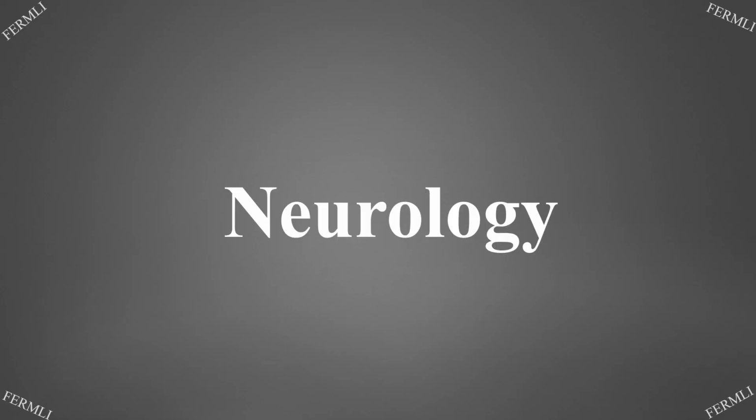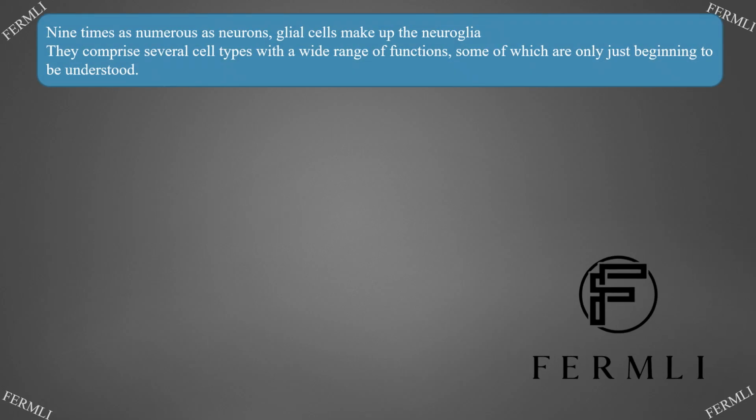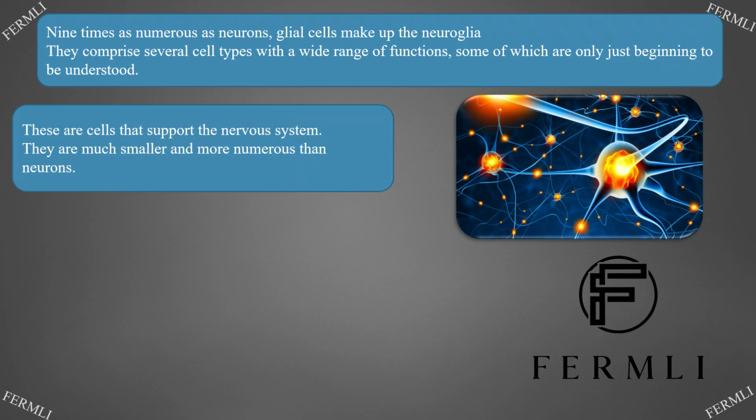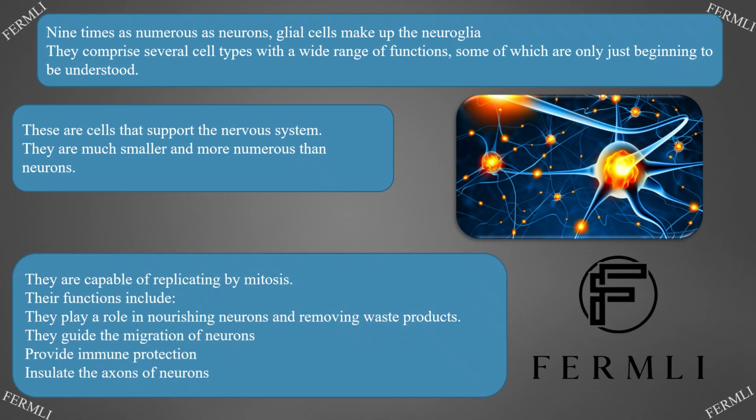Neurology. Nine times as numerous as neurons, glial cells make up the neuroglia. They comprise several cell types, with a wide range of functions, some of which are only just beginning to be understood. These are cells that support the nervous system. They are much smaller and more numerous than neurons. They are capable of replicating by mitosis. Their functions include: they play a role in nourishing neurons and removing waste products. They guide the migration of neurons, provide immune protection, and insulate the axons of neurons.